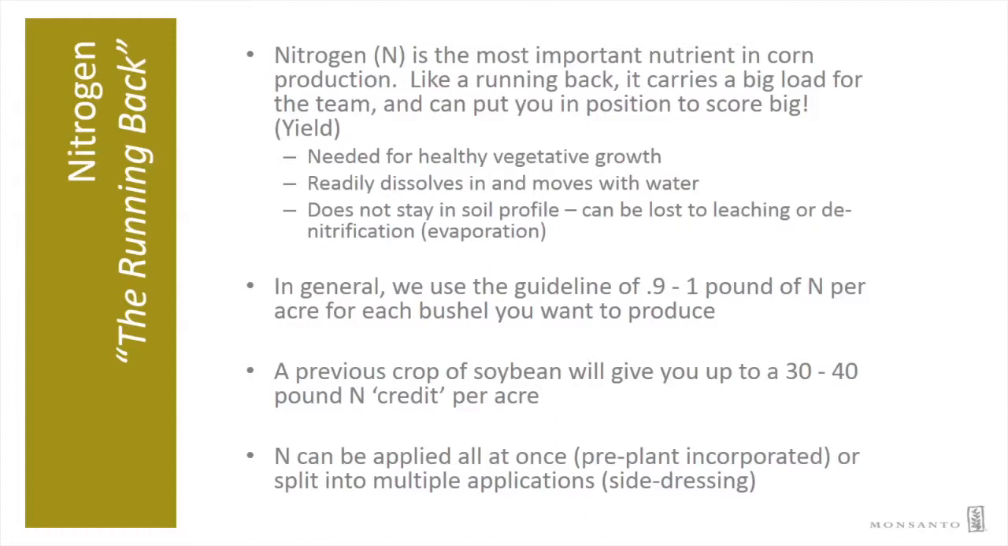Your nitrogen can be applied all up front, pre-plant, incorporated, or we can split those into multiple applications, into what we call a side dress application as well. So we can choose whatever percentage you want to go pre-plant and then side dress that next percentage. So say you want to do 50-50 or 75-25, which would be 75% of your total pounds applied pre-plant, and then we come back with a side dress application and put that 25% back on right around the V5 time frame.